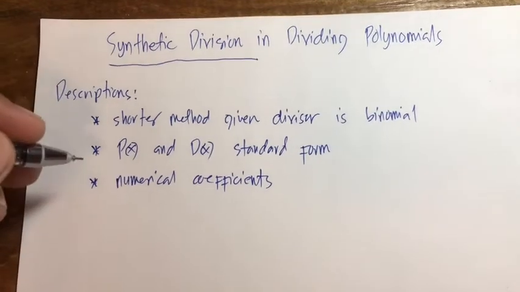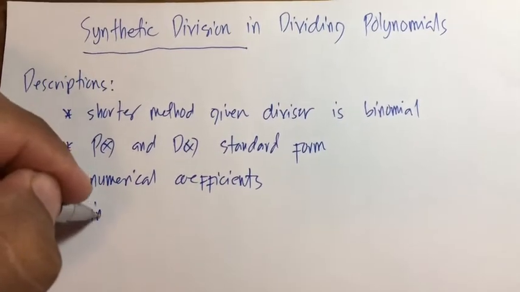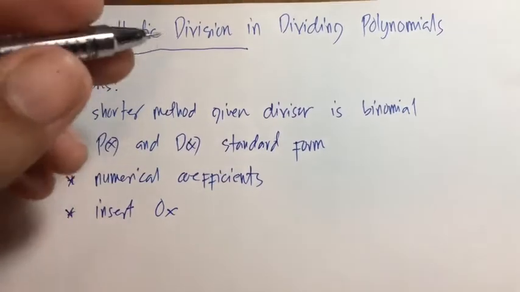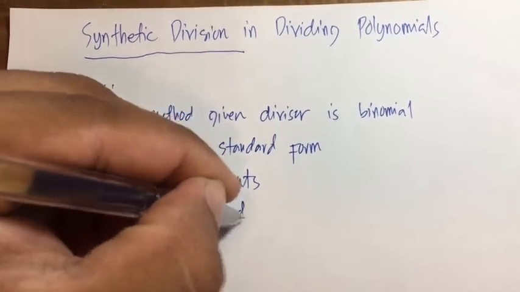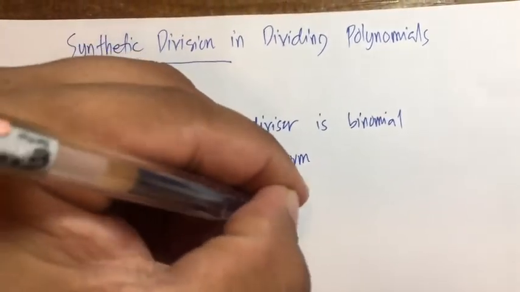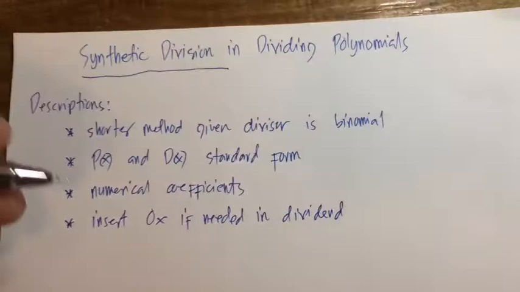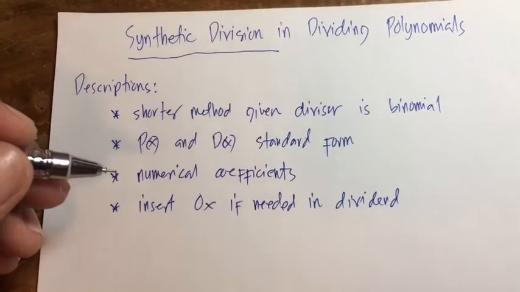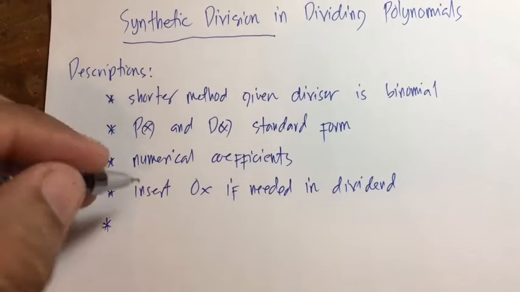Then we insert zeros if needed in our dividend. After the dividend, we also look into our divisor.